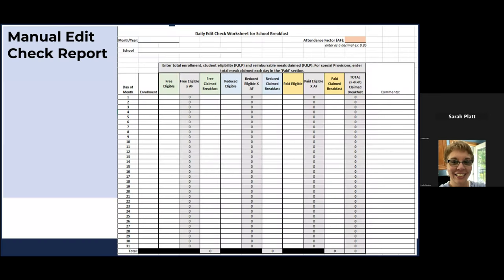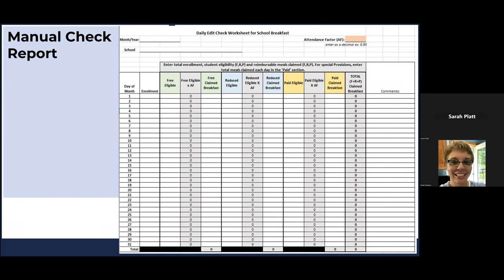If you do not have an electronic system to generate an edit check report for you, we do have a manual one that you can use, an example here on the screen, and this is available on our webpage. But you would be required to complete it manually. So again, this worksheet is available. You're not required to use this one. You can use another one or create your own. This is just here as a resource for you. And we're going to walk through how to complete it.